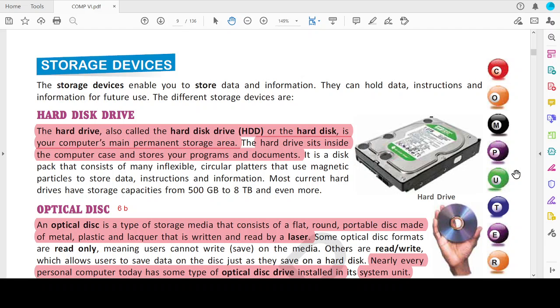Today we will discuss the storage devices and the processing device of the computer, of your chapter Fundamentals of Computer, that is chapter 1 of your book IT Planet.